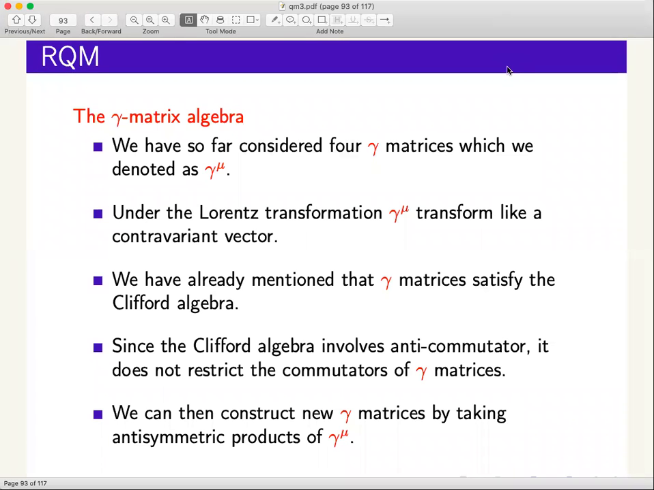Okay, so let's start. In the last class, we were looking at the gamma matrix algebra, and so we'll continue looking at that.